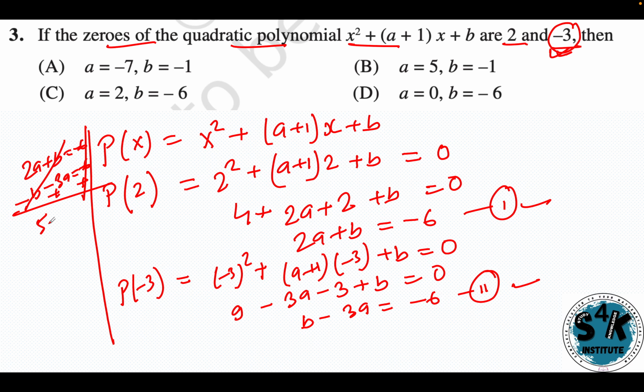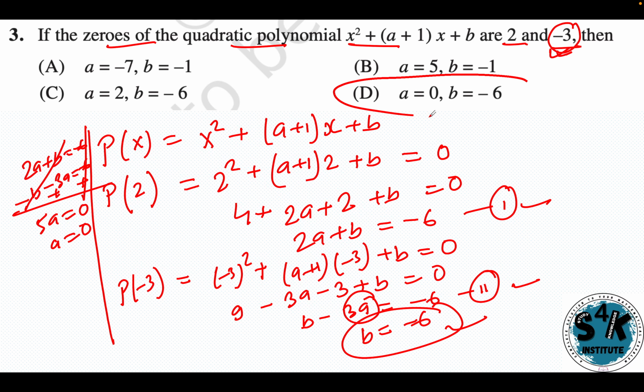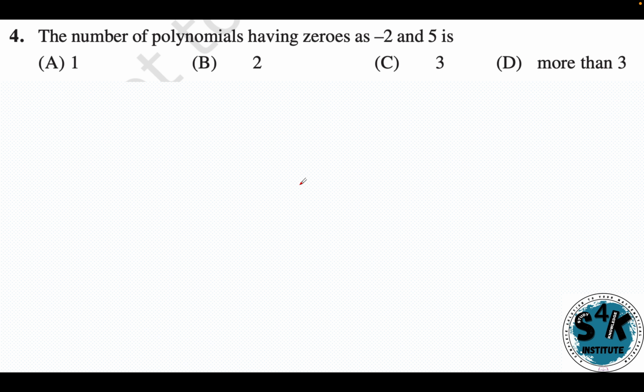So I will be getting 5a is equal to 0. So a value will be 0. If I put a value as 0, what is the value of b I will get? That is minus 6. So 0 and minus 6, option D is the answer. Okay, let's do the next question.